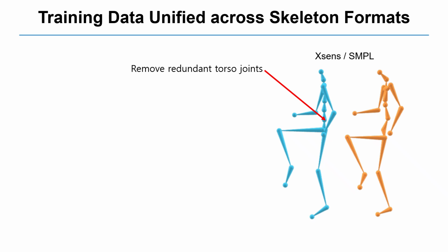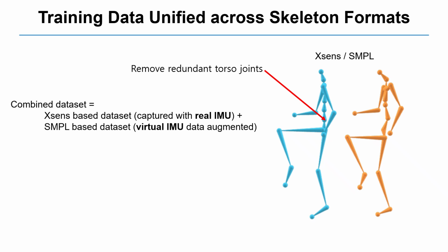Finally, the author introduced training data unified across skeleton formats. To align the two skeletons, they removed redundant torso joints, ensuring one-to-one mapping between XSens and SMPL bones. They combine XSens dataset with real IMU sensor data and SMPL dataset using virtual IMU data into the training. This unified dataset lets us overcome the scarcity of real IMU recording and narrow the virtual to real domain gap, resulting in more robust and generalizable pose estimation.